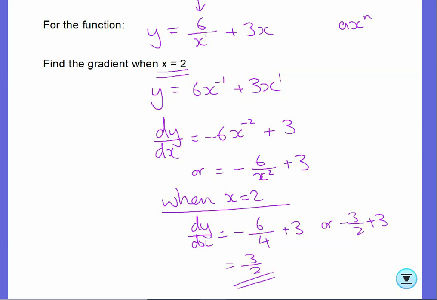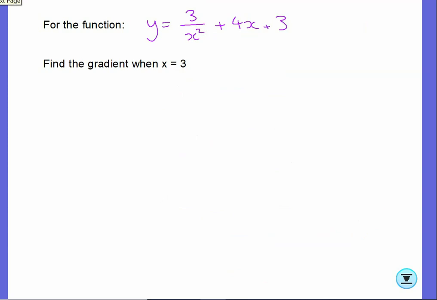Let's have a look at another. Well, even uglier function. We've got some squareds on the bottom here, but this is nothing to worry about. This is all in the form x to the n. We can differentiate that with our eyes closed.